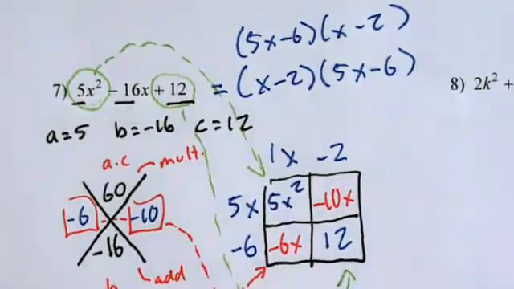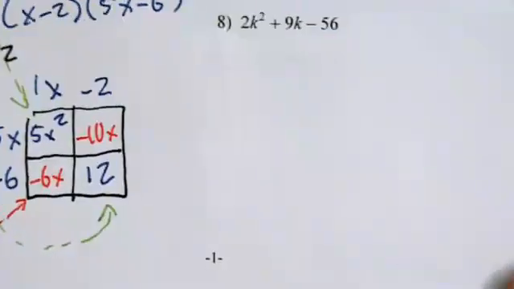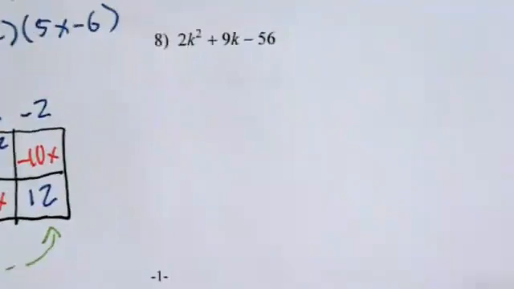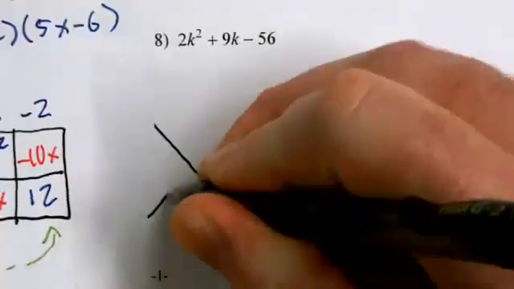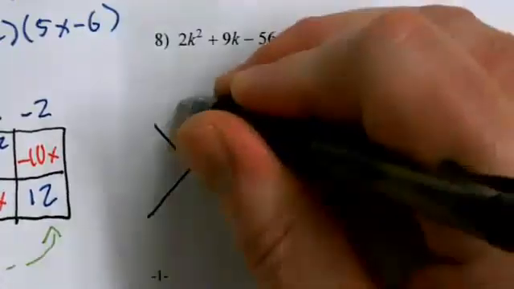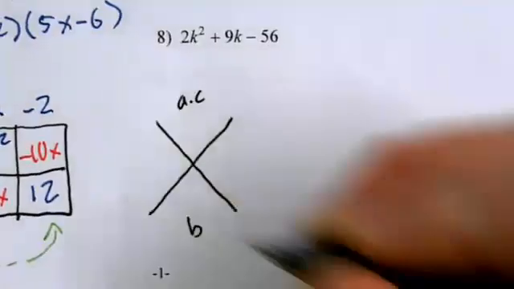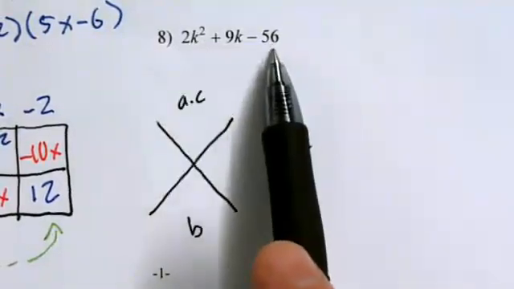Okay. So let's go through again. Let's do another one together. Just know that these will get faster as you get better at them. So, all right, so we got A, B, and C. Can we go ahead and skip writing out the A, B, and C and go straight to our X? Remind yourself that it's A times C in the top and B in the bottom. So what is A times C? What is 2 times negative 56?